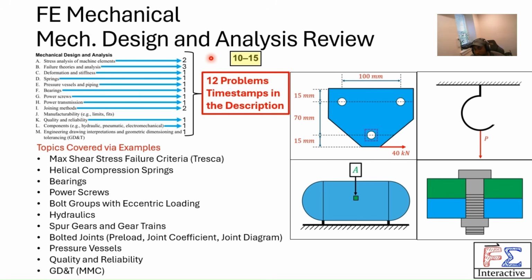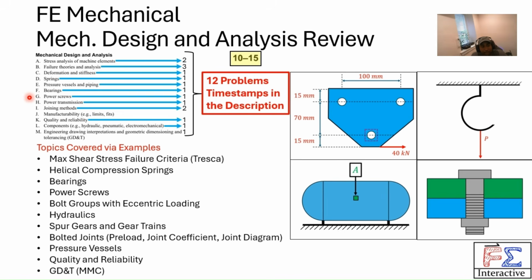We'll cover the most important mechanical design concepts by working through 12 different example problems that I've carefully selected here, with timestamps in the description so you can jump around if you want to focus on specific topics here. The left-hand side in the specification here focuses on the amount of times in the review that we touch that specific subtopic, just to give you an idea of coverage.